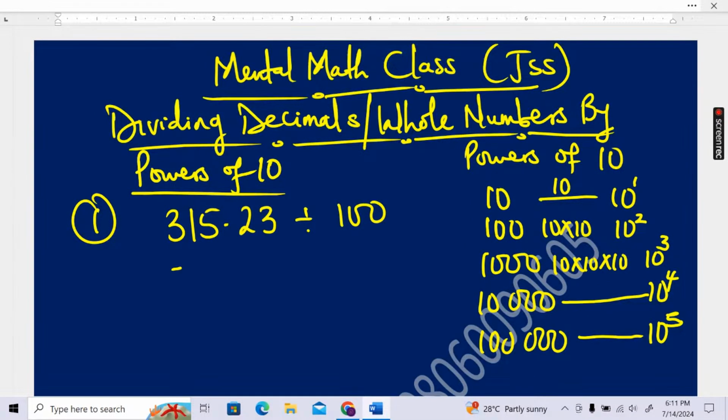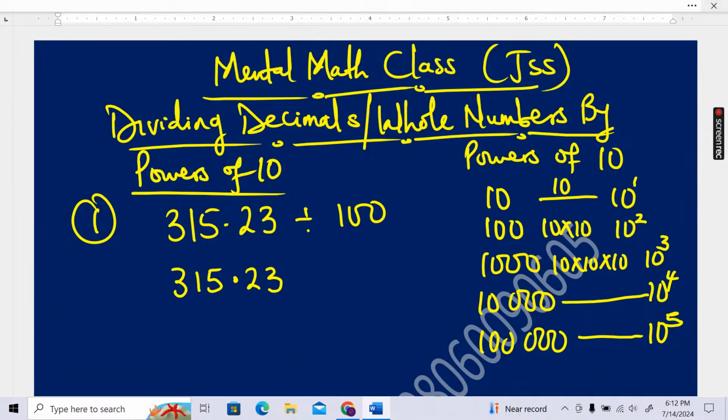Now let's divide 315.23 by 100. When dividing by powers of 10, move your decimal point to the left. And I sang a song with it that day. I said, when dividing, move to the left, multiplying, move to the right.